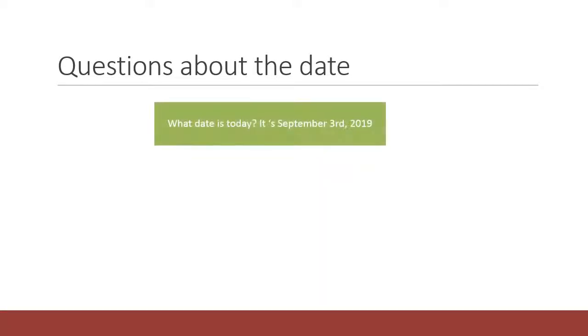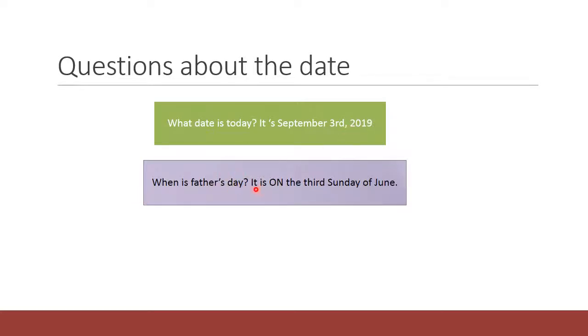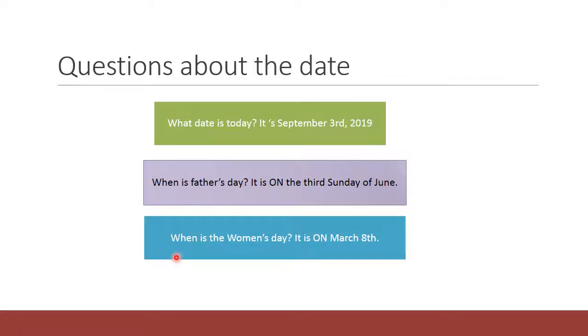Questions about the date. Here we're going to check some examples of questions and some examples of how to answer these questions. What day is today? It's September 3rd, 2019. When is Father's Day? It is on the third Sunday of June. So notice here the preposition "on" in the answer: on the third Sunday of June. When is Women's Day? It is on March 8th.